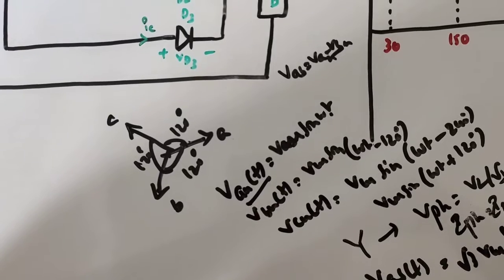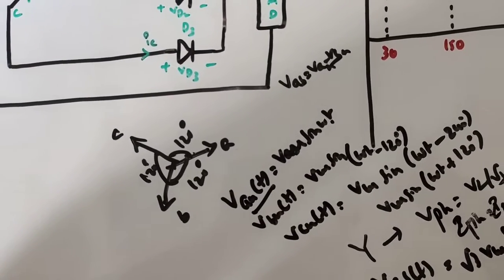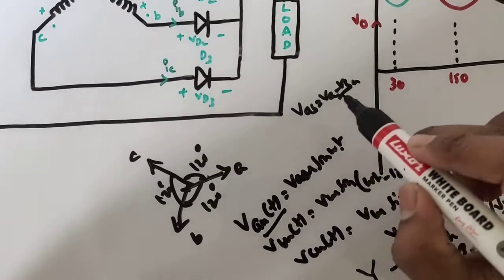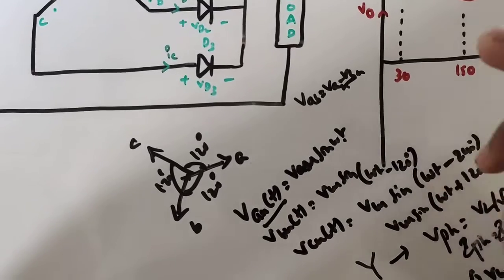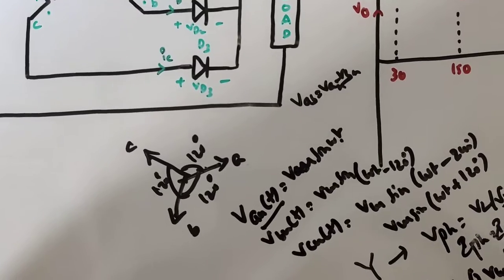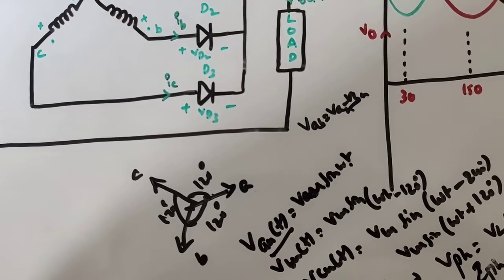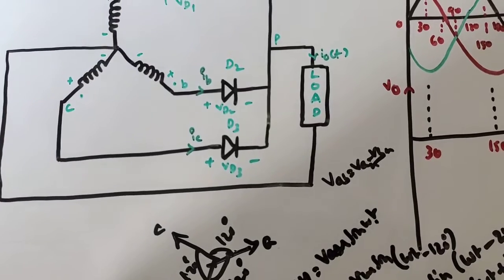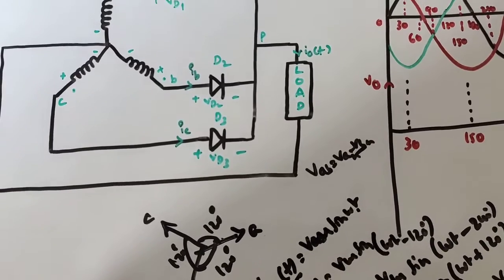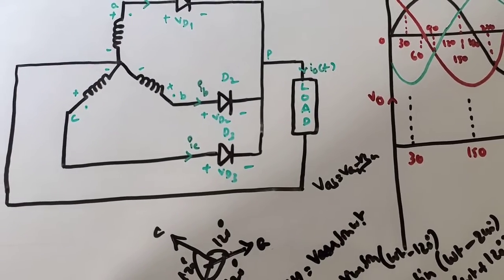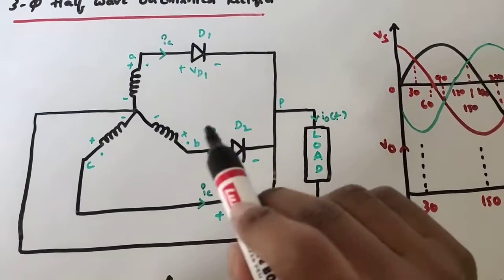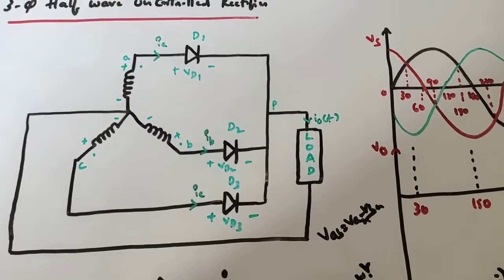I request you people to go through the PPT. Otherwise, it is very simple: VAB of t equal to VAN of t minus VBN of t. You just have to apply trigonometrical analysis, and you can easily get the equation. These are the basics you have to remember when dealing with three-phase rectifiers. Anyhow, we will now switch to the three-phase half-wave uncontrolled rectifier operation.